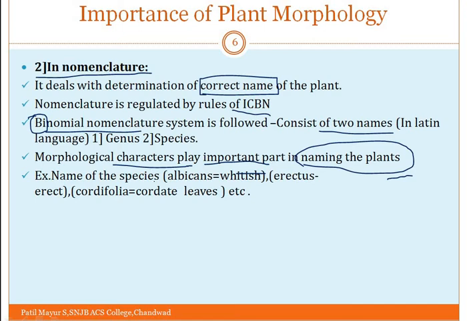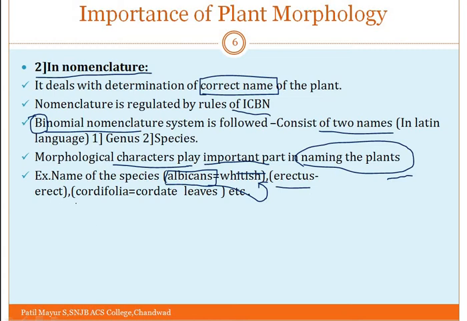If we take an example, this point will get very clear. For example, a certain species has the name albicans. That name comes from the character, that is whitish color. It may have whitish color flowers. Second is erectus. The name given to that species is erectus, because the plant habit or nature of that plant is erect or straight.